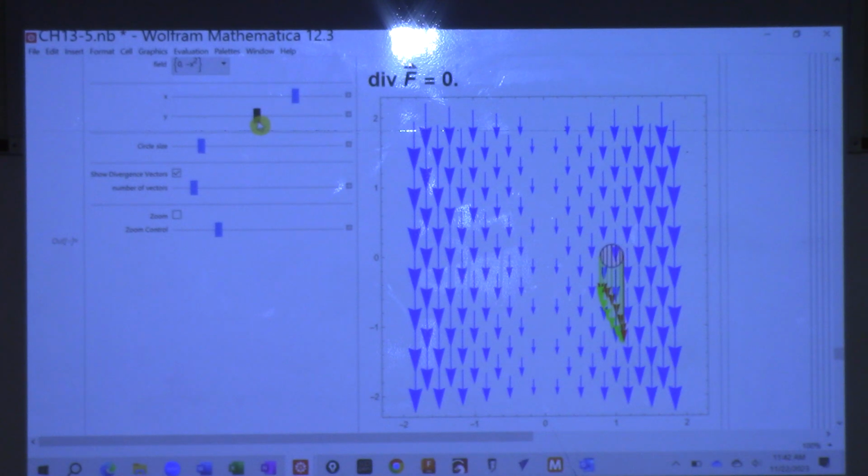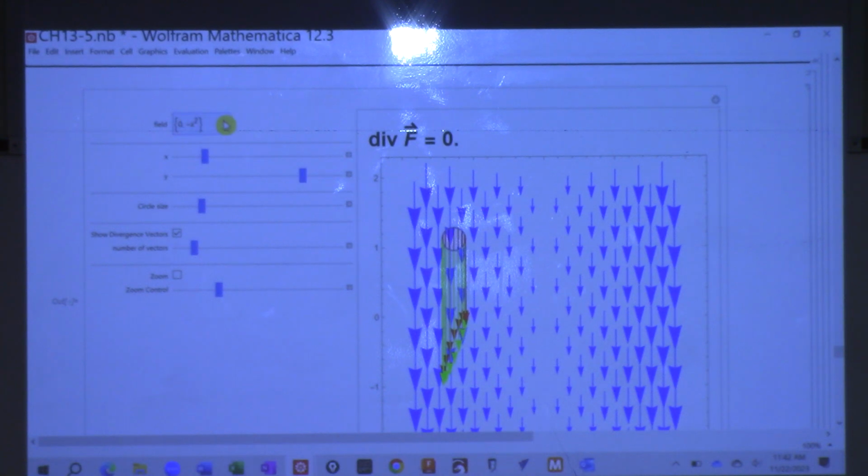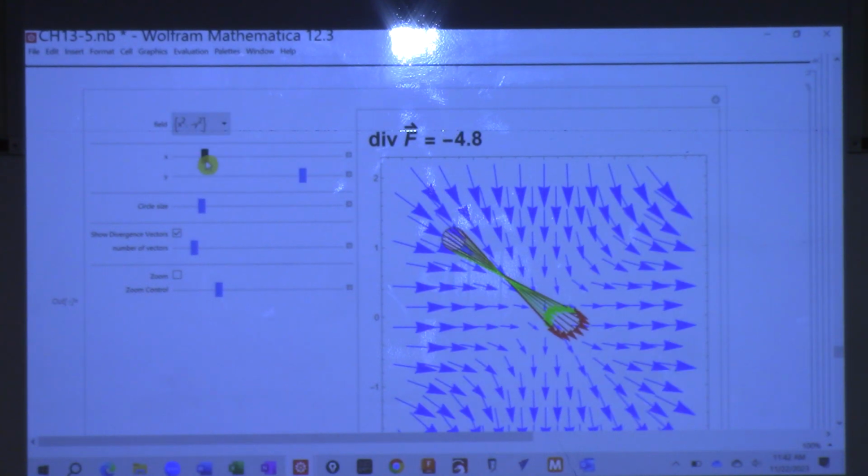If I move up, same. Left, same, right? It's kind of cool looking, huh? Yeah, it's kind of parabolic, right? All right, let's change the field. Oh, okay, that's a different one, right? Let me move myself back here. Go to the origin.